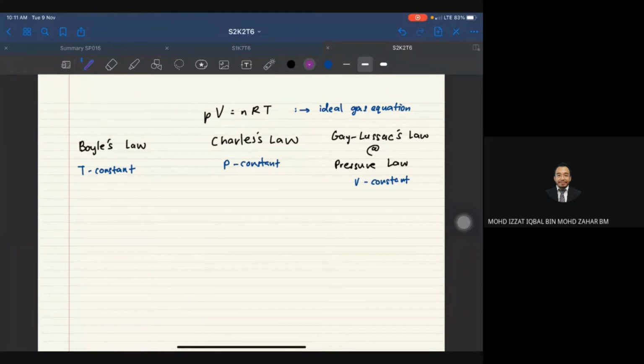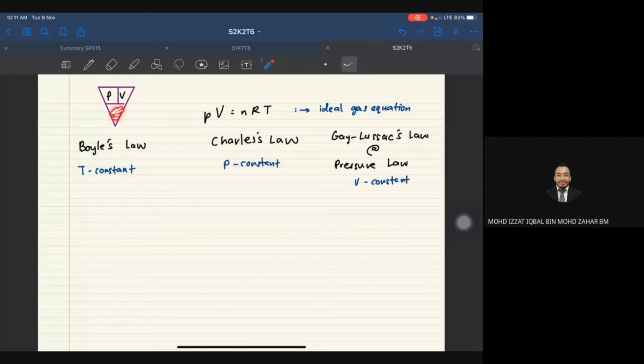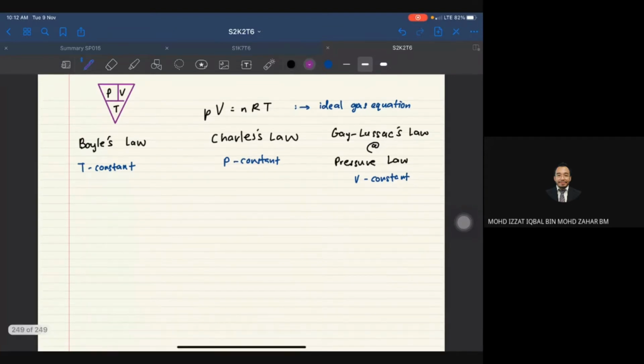Okay, so obviously I think you already use this triangle. Have you used this triangle before? Yes. Okay. So if T is constant, then basically you put your hand on the T, so you have PV equals to PV. It's as simple as that, right? So it becomes PV equals PV.